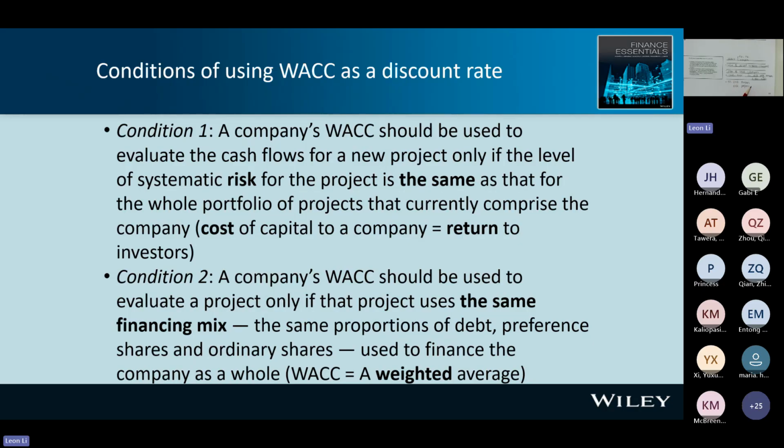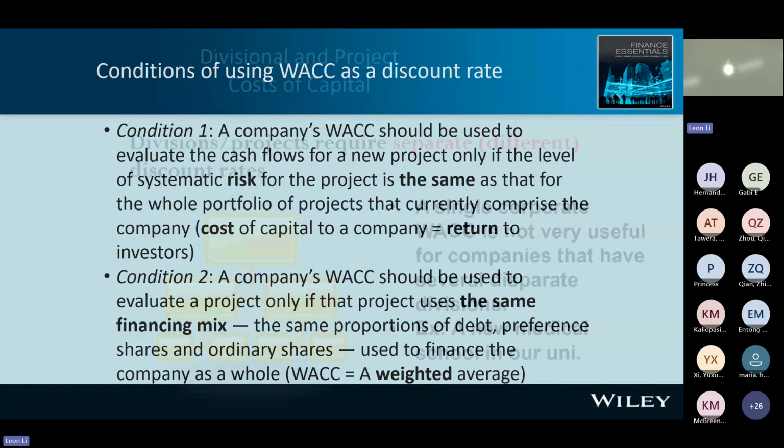And we have different divisions. So within the company, we have different divisions. Different divisions might have different risk, different return, different cost. All right. So overall, you need to know when we use WACC for a new project, we need two conditions: the same risk and the same financing mix. All right. So next slide.